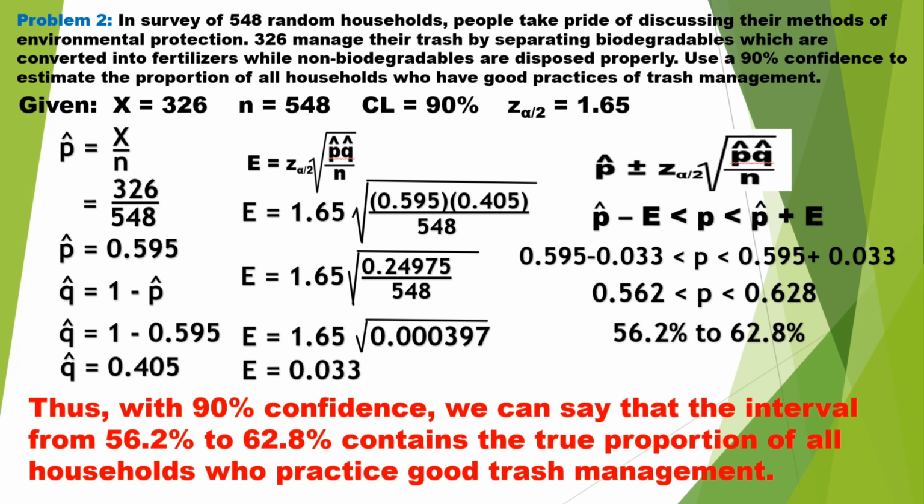Thus, with 90% confidence, we can say that the interval from 56.2% to 62.8% contains the true proportion of all households who practice good trash management.